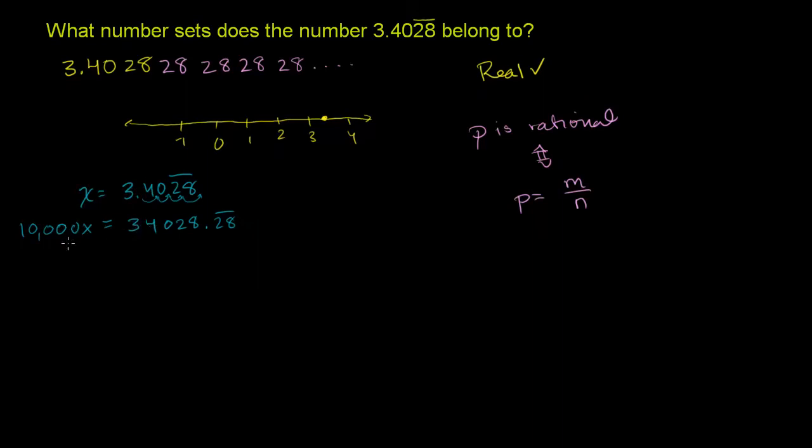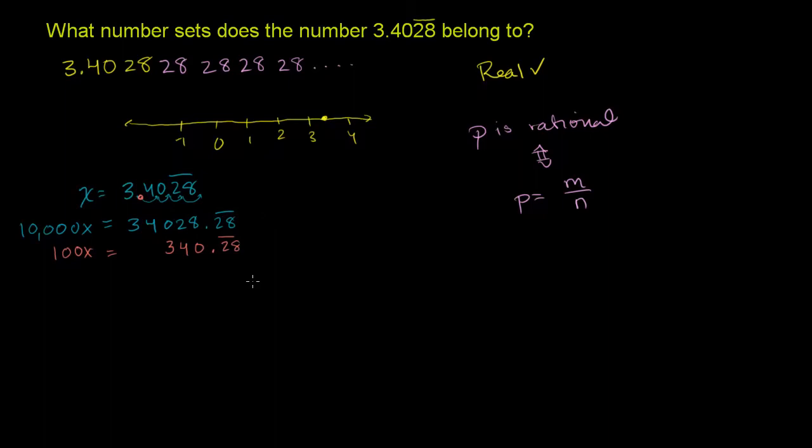So that's 10,000x. Now, let's also think about 100x. My whole exercise here is I want to get two numbers that, when I subtract them, and they're in terms of x, the repeating part disappears. Then we can just treat them as traditional numbers. So let's think about what 100x is. Remember, the decimal point was here originally. It moves over to the right 2 spaces. So 100x would be 340.28 repeating. You always want to write it after the decimal point, so we have to write 28 again to show that it's repeating.